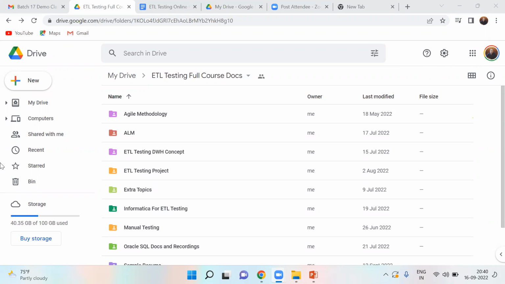I will teach that when I teach Informatica: how to create test cases, what scenarios you have to cover, what the mapping document is, and after seeing the mapping document, how you are going to write your query and your test case. All these things I will teach you through real-time scenarios.